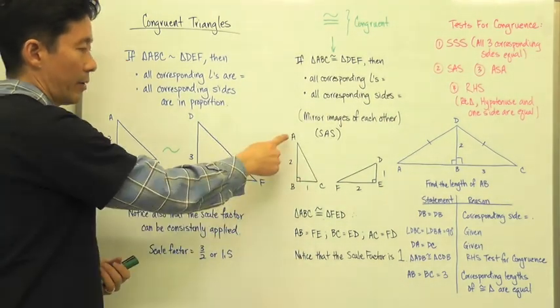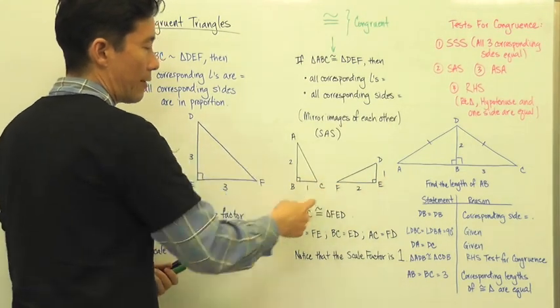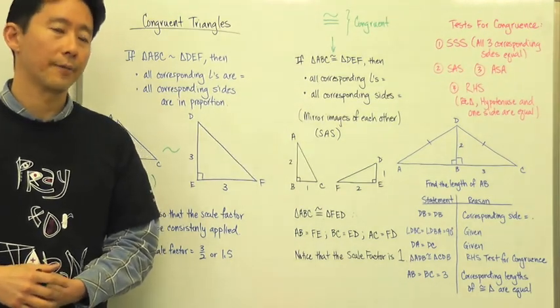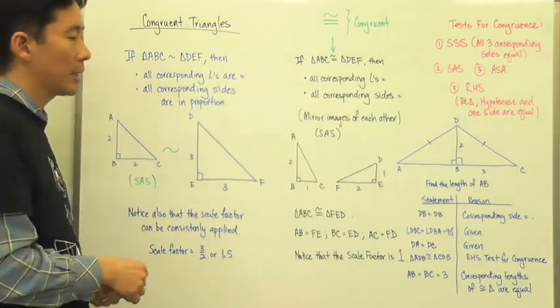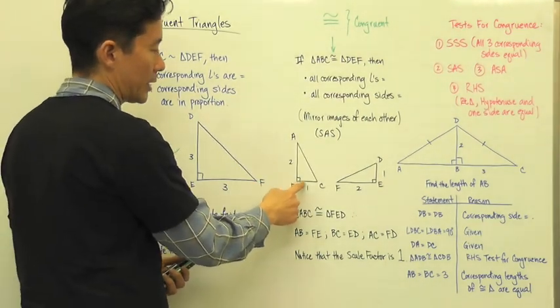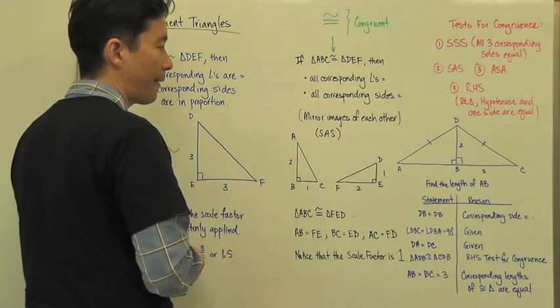I have this triangle ABC, and this triangle over here, DEF. Are these two triangles actually congruent to each other? Now, if we take a look at the information that's presented to us, I have a side, an angle, and a side. I have a corresponding side, an angle, and a corresponding side.